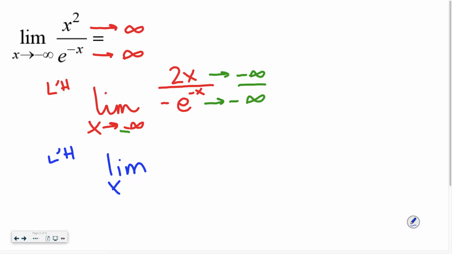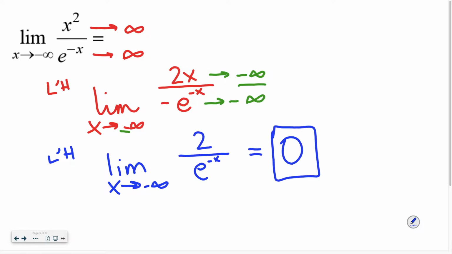So the limit as x approaches negative infinity, our numerator has a derivative of 2, and our denominator has a derivative of e to the negative x. Now we have 2 over something that goes to infinity. And if our denominator is going towards infinity, then our fraction as a whole is going towards 0.